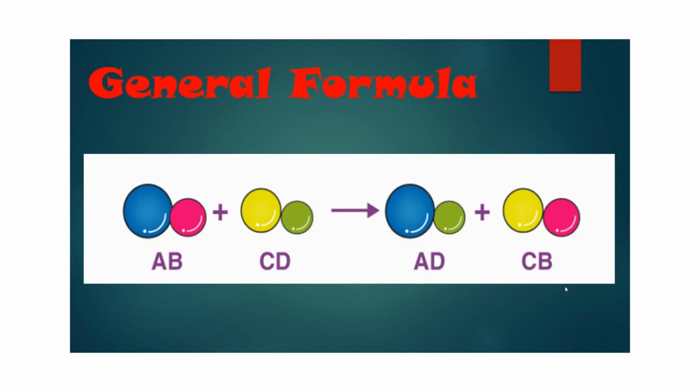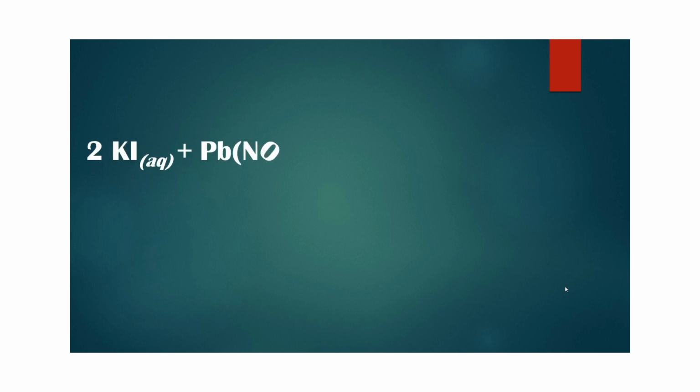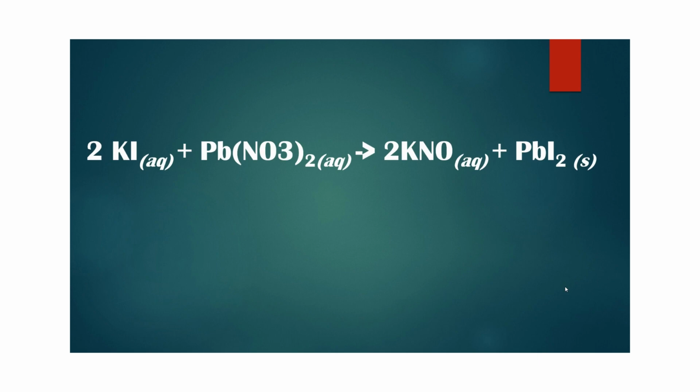In this general reaction, A and C have replaced each other while B and D do the same. Remember, in the process of replacement, the metal in a compound replaces the metal in the other compound, and the nonmetals do the same, thus having a double replacement in the reaction. For example, the reaction shown happens when potassium iodide and lead(II) nitrate, both in aqueous solution, are combined.